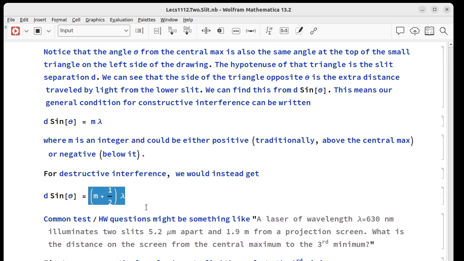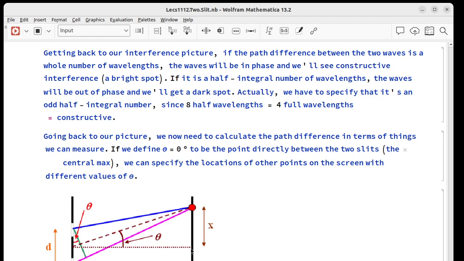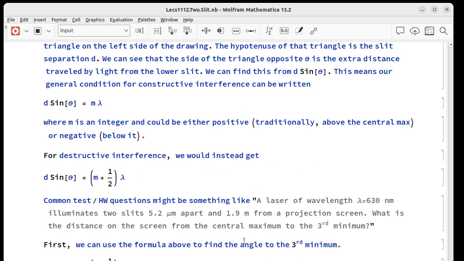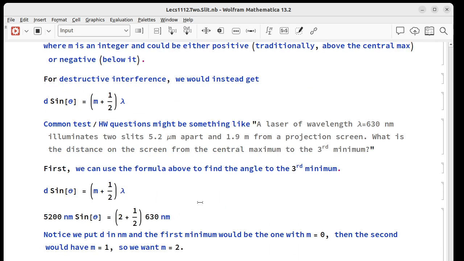So what kind of test or homework question could we ask? We could say we have a laser of this wavelength, 630 nanometers. It's shining on two slits that are 5.2 micrometers apart and 1.9 meters from a screen. What's the distance on the screen from the central maximum to the third minimum? So this would be the central maximum. This would be our third minimum. This is what we said was 5.2 micrometers, that distance d. How do we calculate that?